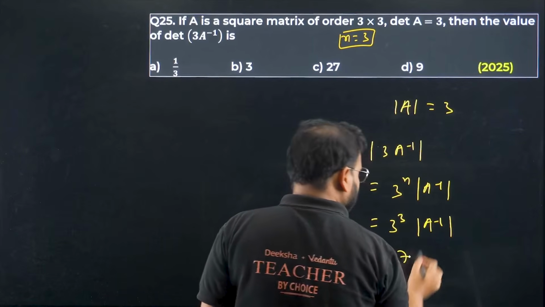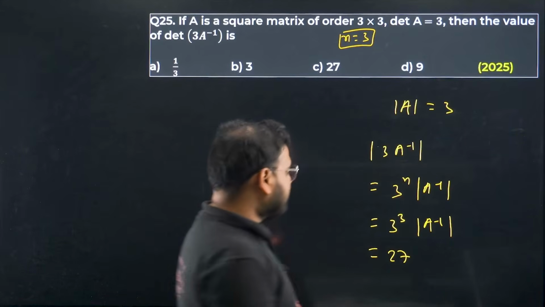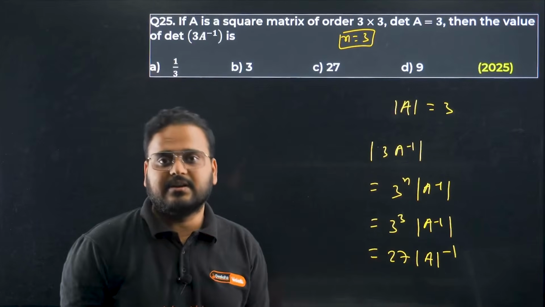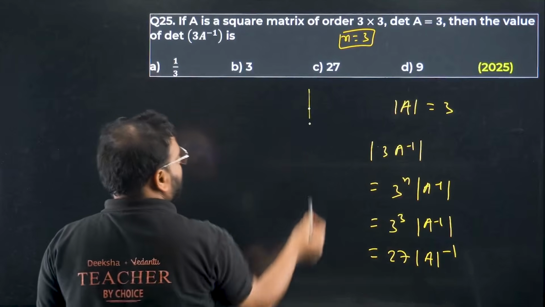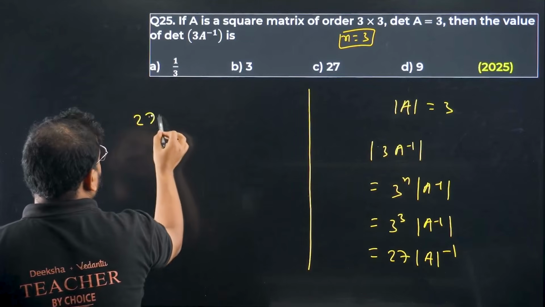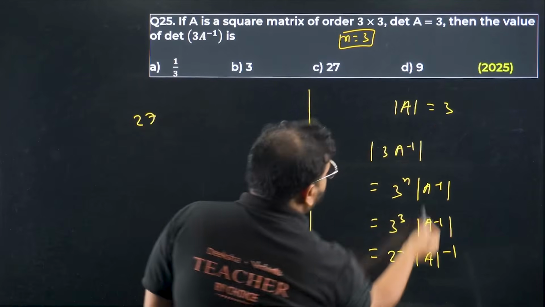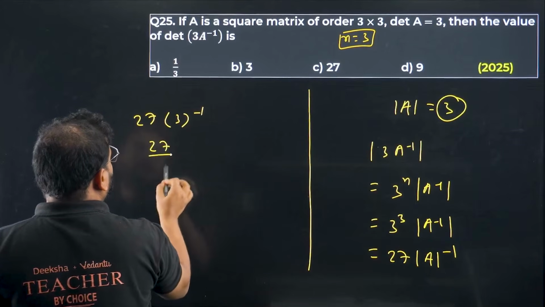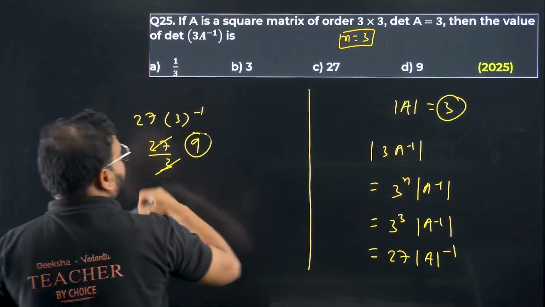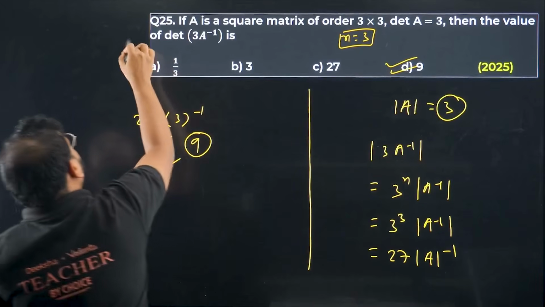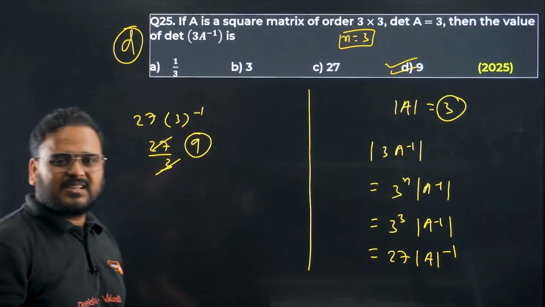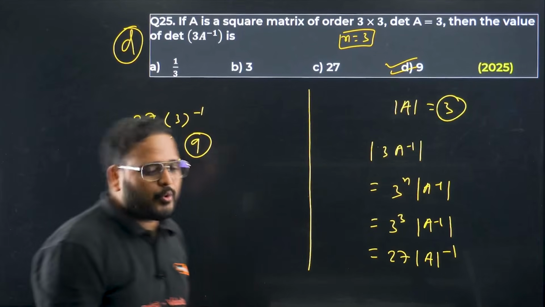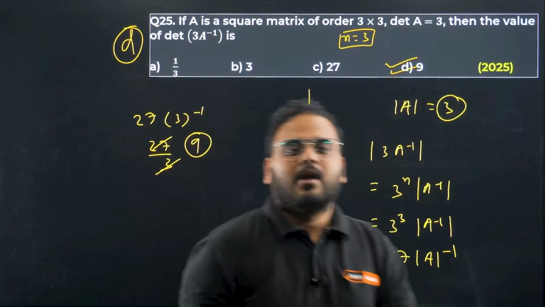I get 27. Now we're going to operate on the second part, the A inverse determinant. Apply determinant first, then take the inverse, or take the inverse first. Result is same, right? Have a look at what I'm getting now. 27. What's the value of determinant? 3. 3 power minus 1. So 27 by 3, answer is 9. Option is D. Again, 20 seconds is good enough for this question, I don't think you require 30 seconds over here. Yeah, question 25 is done.